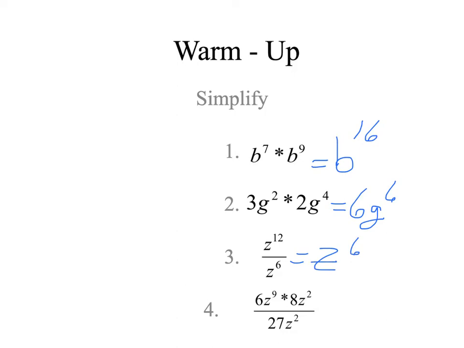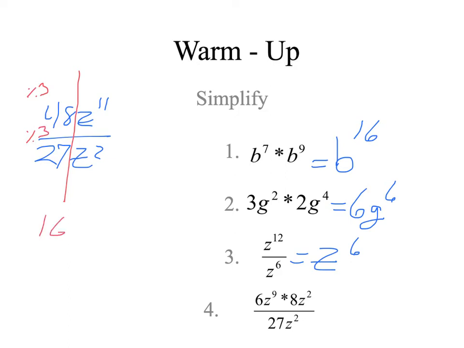Now, problem number 4, that's where it throws all of it together. Start in the numerator. Multiply your numbers, add together your exponents. So I get 48 z to the 11th over 27 z squared. Split this into 2 problems, the numbers and the variables with the exponents. 48 over 27 will actually reduce, divide top and bottom both by 3. That's going to give me 16 over 9. Subtract my exponents. 11 minus 2 is z to the 9th. So the final answer is 16 over 9, z to the 9th.